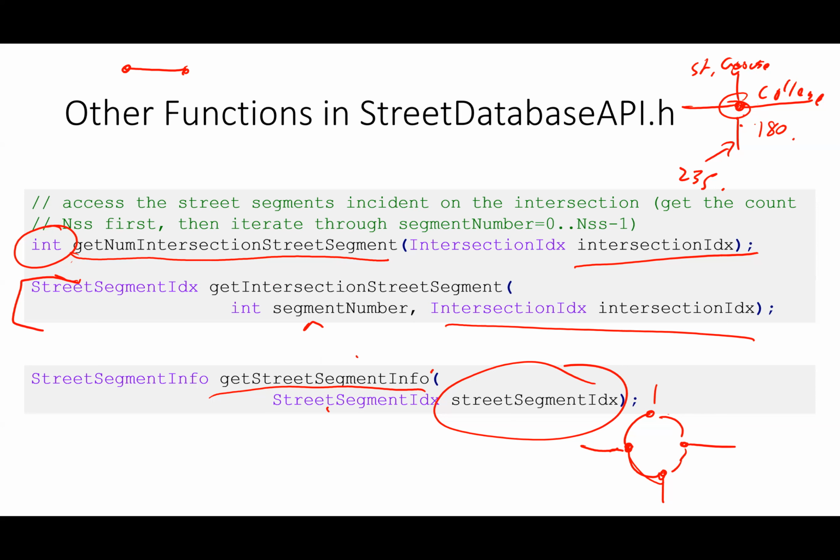Oh, okay, so 180 was just a random number I made up for the intersection ID. And 235 was a random number I made up for this street segment's ID. What does this last function do? I know that street segment 235 is the street segment I'm interested in. I called these other functions, and they told me street segment 235 is one of the street segments that hits this intersection. I'd now like to know more about street segment 235. If I want to know more about it, I ask, give me the street segment info that goes with street segment 235. It returns a structure called street segment info.